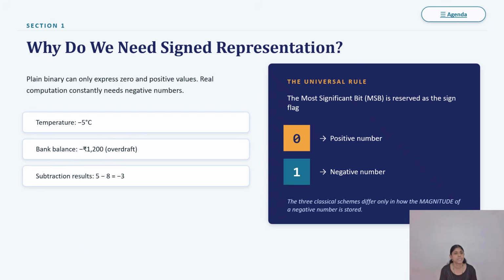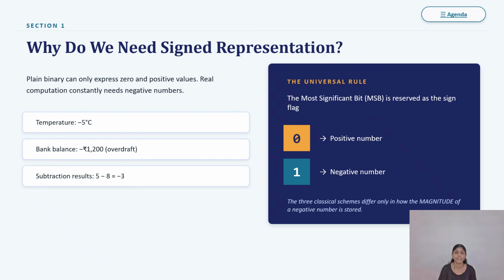Right. So this is section 1. In section 1, why are we in need of the signed representation? So you already know computers are able to store information as binary digits. The binary digits are bit 0 as well as bit 1. There are two types of representation: one is a signed representation and another one is an unsigned representation.